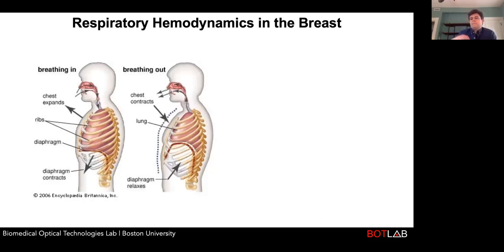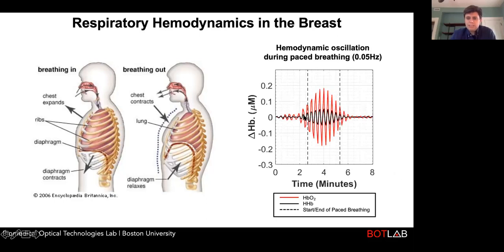And this primarily affects the venous circulation, which is very compliant and has a reservoir of blood. And then when you breathe out, the exact opposite happens. And this is called the respiratory pump, and it's well known to affect venous return. And this is what we believe we're seeing here.